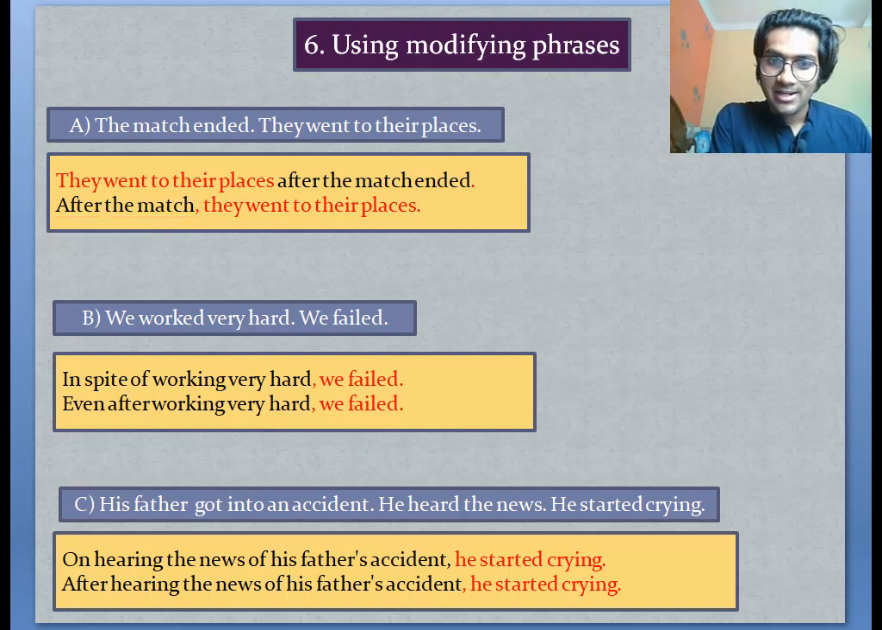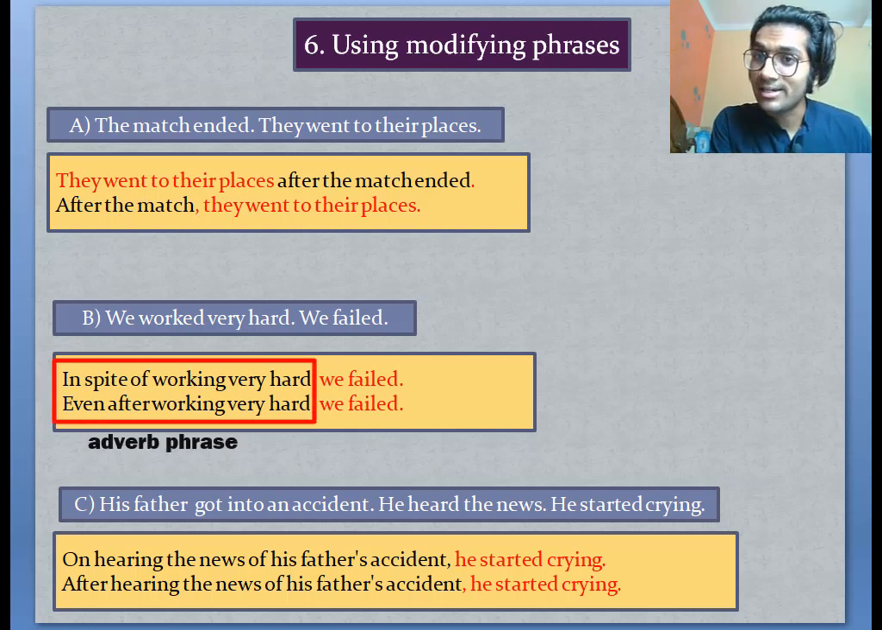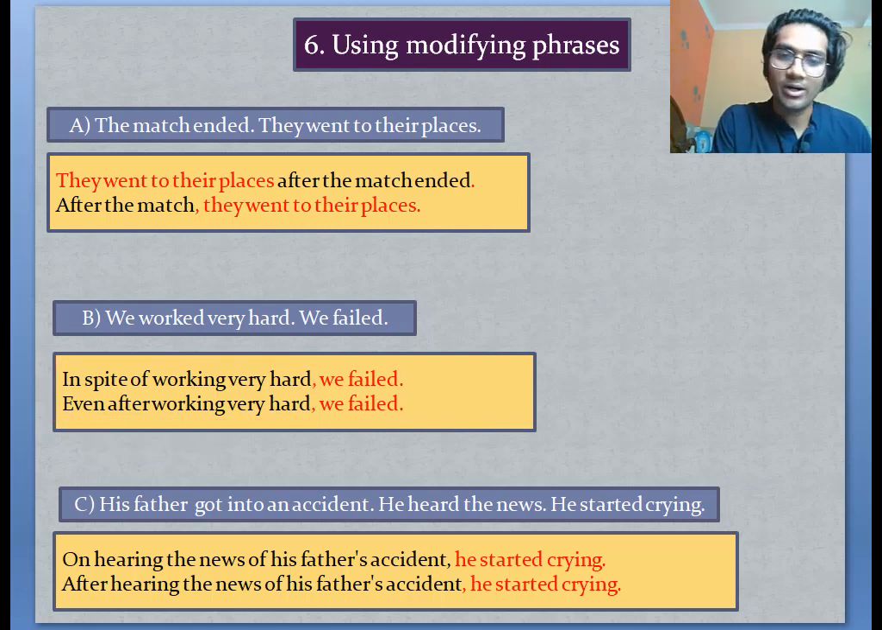Second example. In spite of working very hard, we failed. We worked very hard, we failed, right? In spite of working very hard, we failed. Or even after working very hard, we failed. It was not supposed to happen, but it happened. In spite of working very hard, we failed. Okay, what to do? Next example.